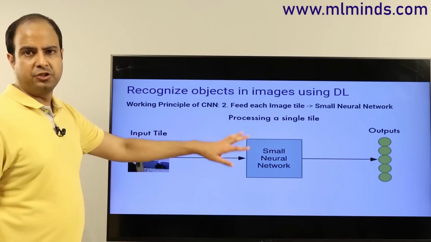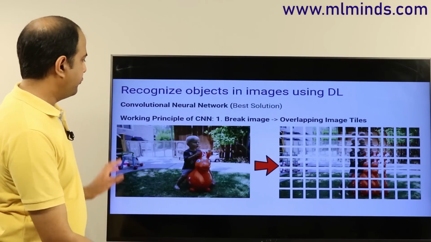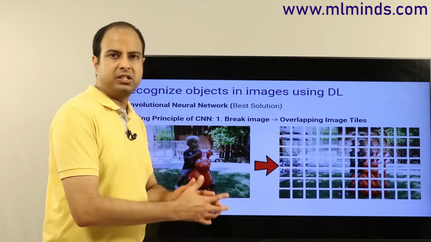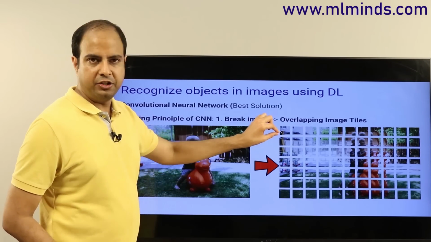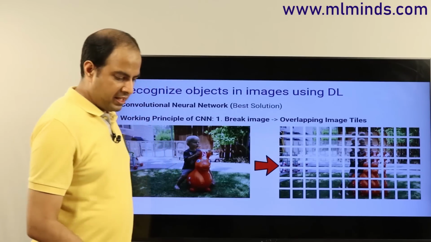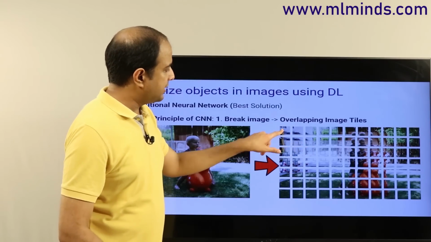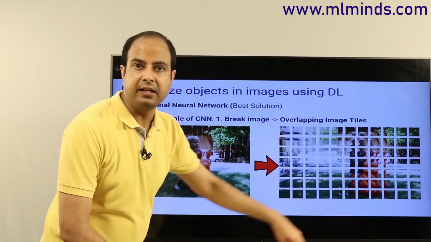The second principle is you feed each image tile to a smaller neural network. Now remember, if you were to feed this entire thing, you'd have to feed it to a much larger neural network, in the sense that each hidden layer neuron is going to look at every other input, right? But now, since you are dealing with tiles, a neuron is only looking at this small patch, not the entire image at all.